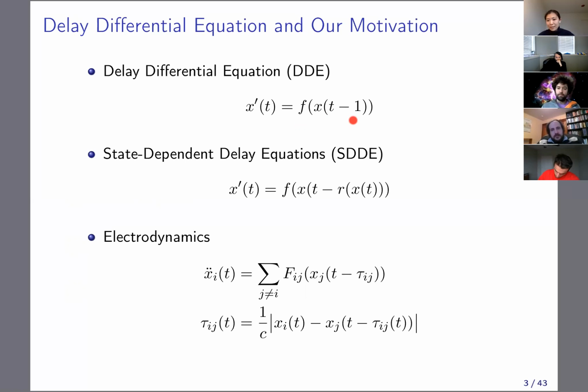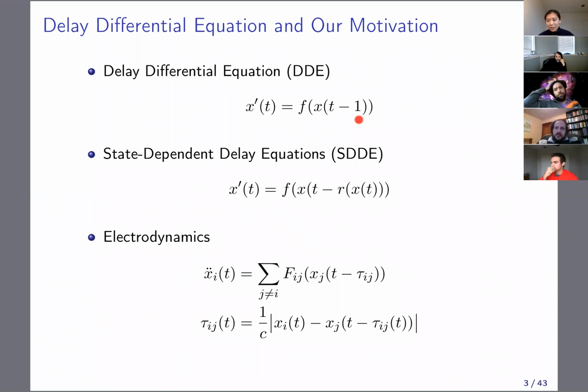Unlike the ODE case, it's not enough to just prescribe the value of the solution at time t equals 0 and then solve for positive time. Now we have to prescribe a continuous function on some interval. Because the time delay is the constant 1, we have to prescribe a continuous function defined on the interval [-1, 0], and then we propagate forward to get the solution for positive time. Therefore, this is an infinite dimensional problem.